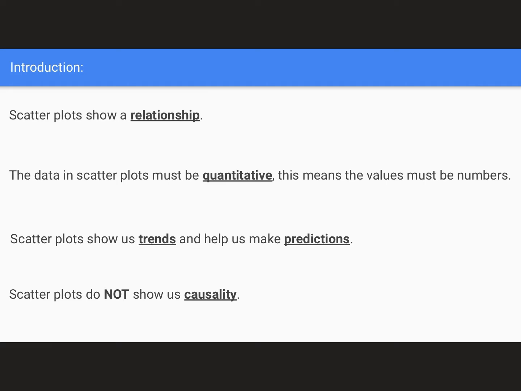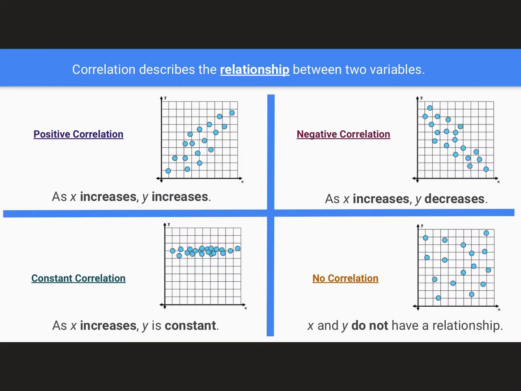Now let's take a look at the 4 types of trends we can see. So here we are talking about correlation. Correlation describes the relationship between 2 variables. And you can see here that we have 4 different types of correlations. So the first one is a positive correlation, where as x increases, y increases, and you can see that our dots are going up and to the right.